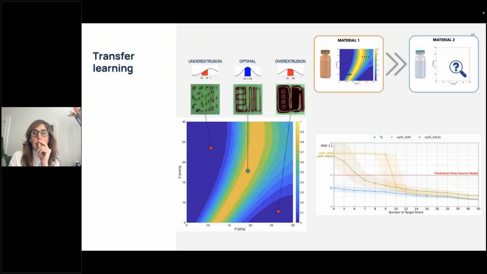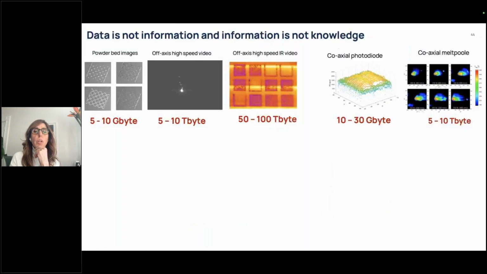Two comments at the end. We are interested now, and doing a lot of work, on transfer learning, because there's a lot of interest in investigating, if I'm moving from one material to another, what knowledge carries over in terms of process response to process parameters. So the quality of the part with respect to the change of process parameters, how this process printability map changes when I'm changing the material. And we saw a lot of interesting results in transfer learning.